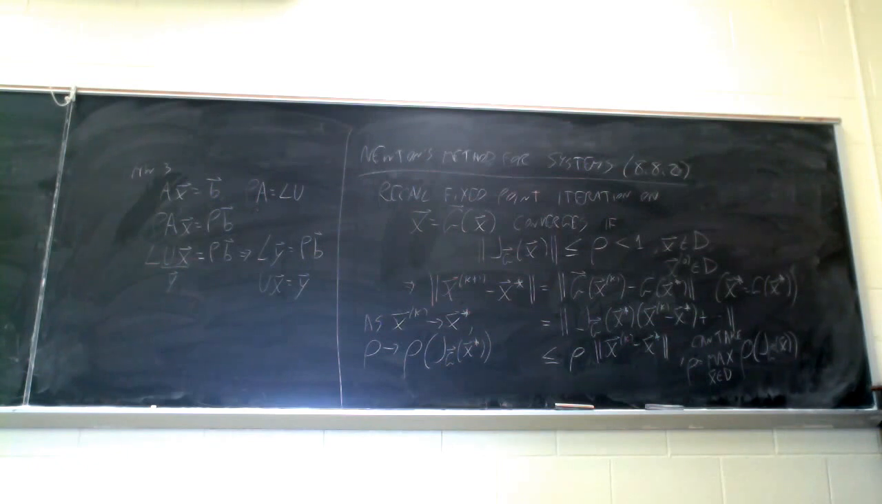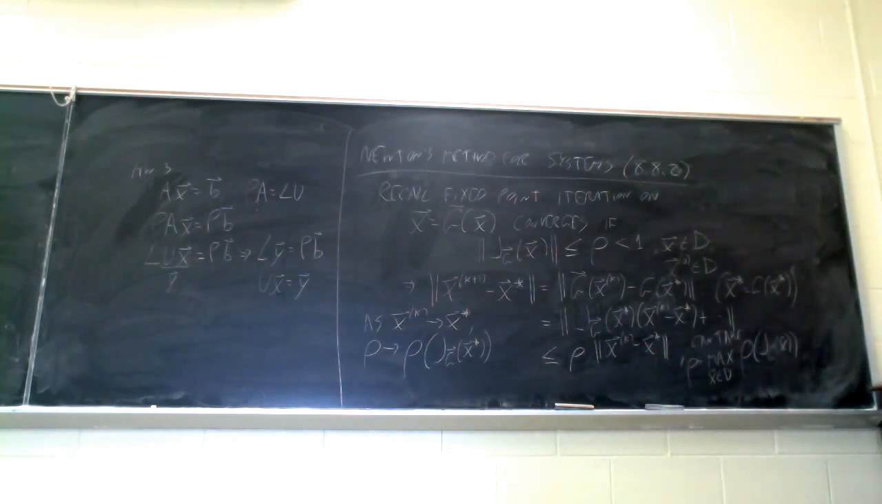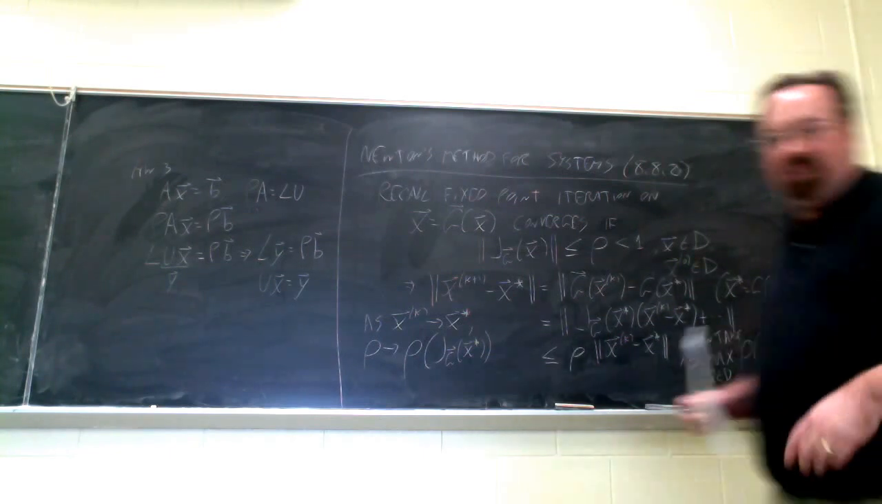Generally, Newton's method had quadratic convergence. So if we choose G right, maybe we can drive this all the way to 0 and get quadratic convergence. So I'll refresh your memory on what quadratic convergence means.